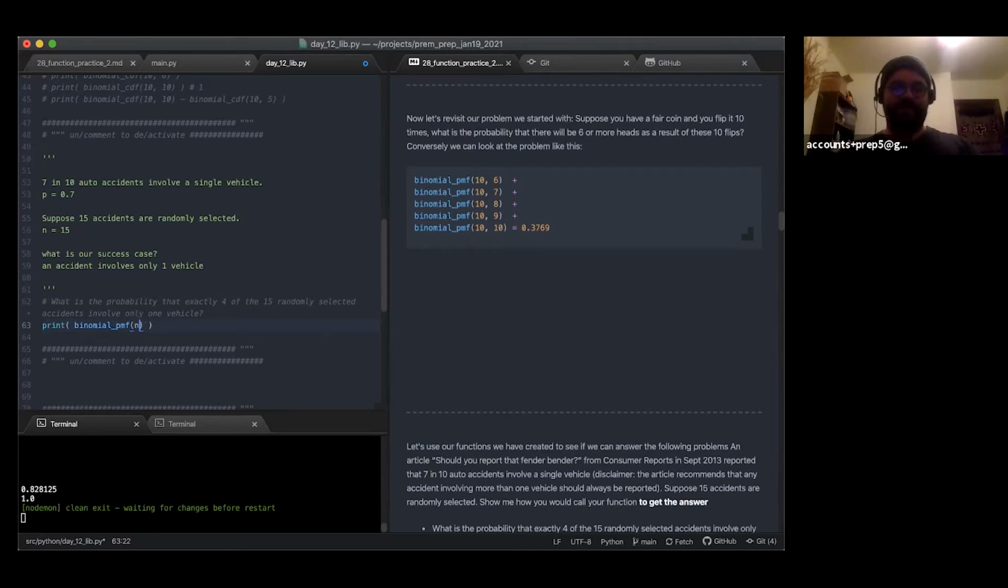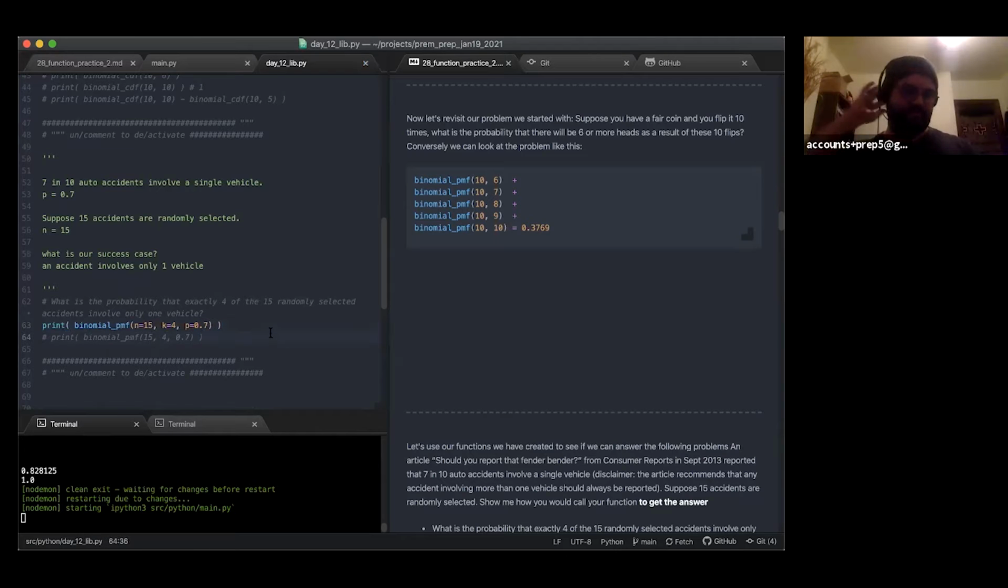With n equals 15. We don't have to do the keyword args like this, but I'm going to do it just because it's nice to be clear. K equals 4 and P equals 0.7, right? And just to be clear about what I meant, we don't need the N equals and P equals and K equals stuff. We can just do this. Let's run that.